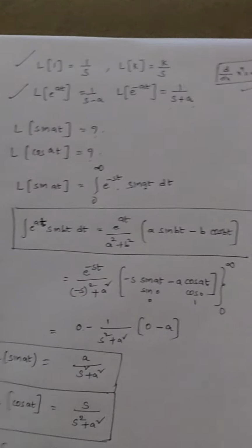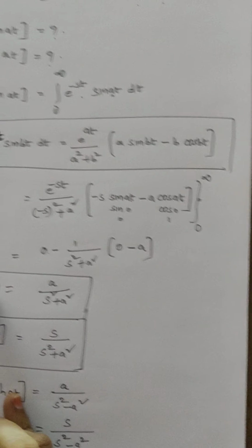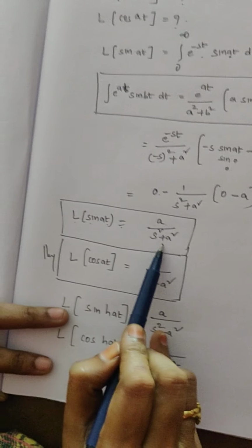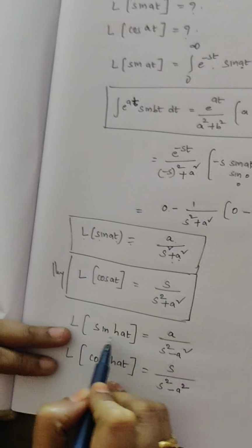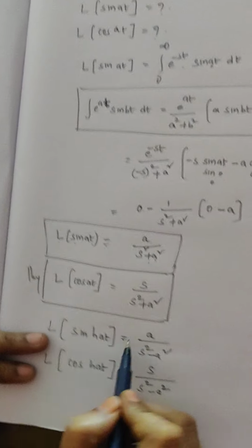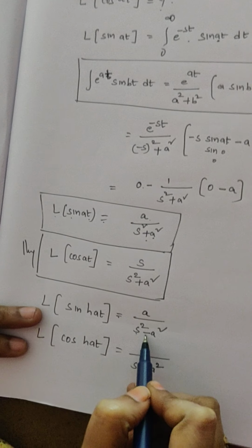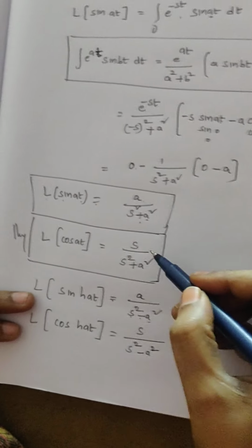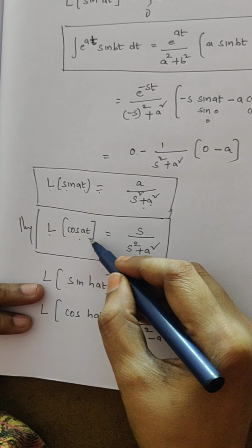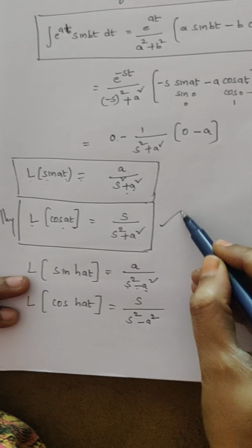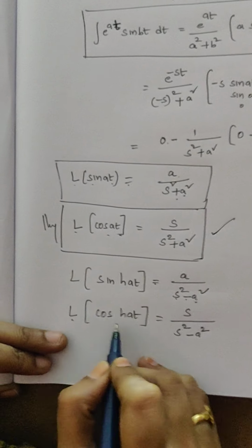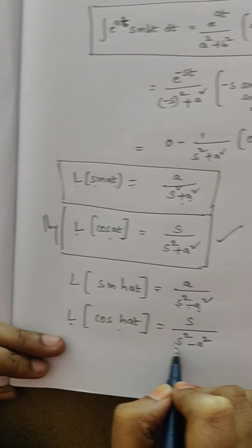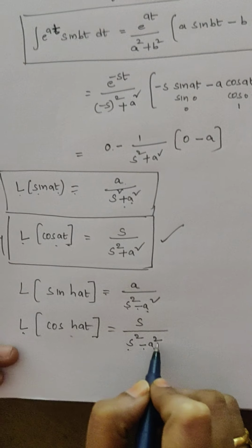Similarly, we determine L of sin at equal to a by s square plus a square, L of sinh at equal to a by s square minus a square, and L of cos at equal to s by s square plus a square, and L of cosh at equal to s by s square minus a square.